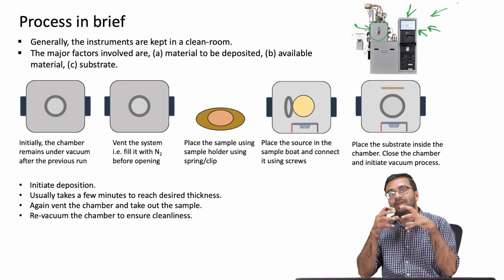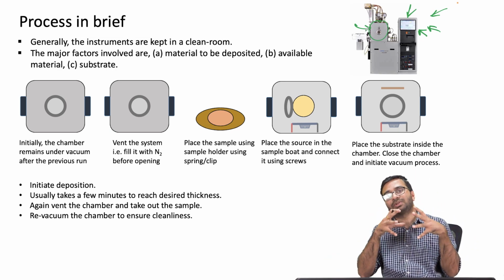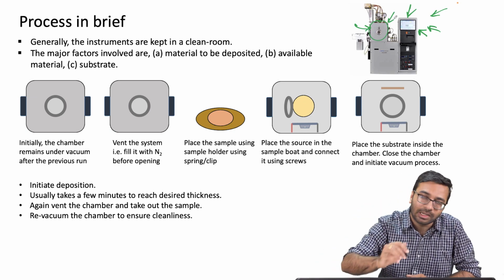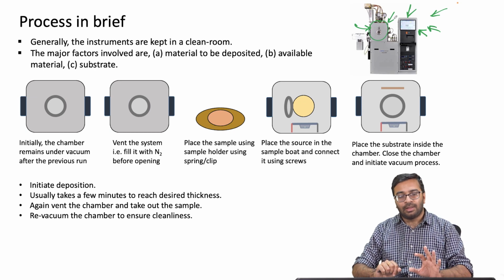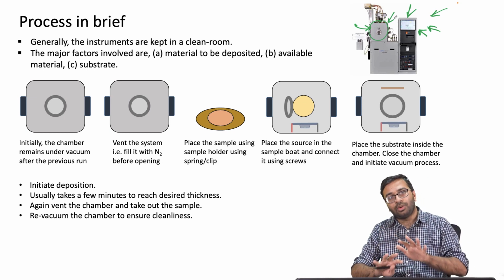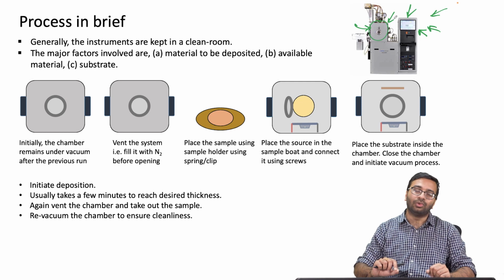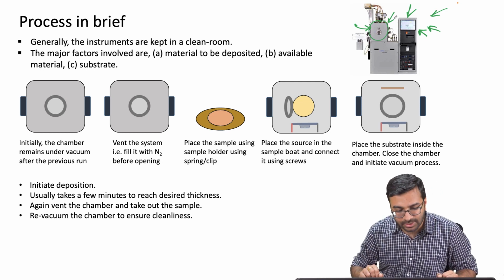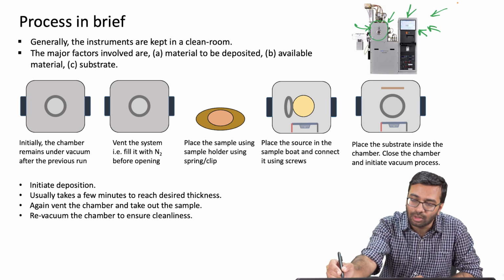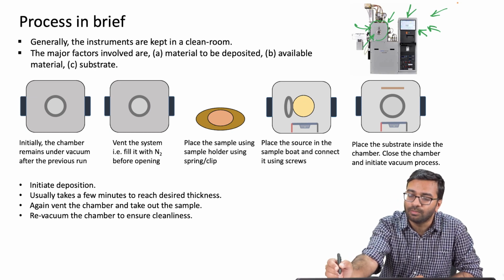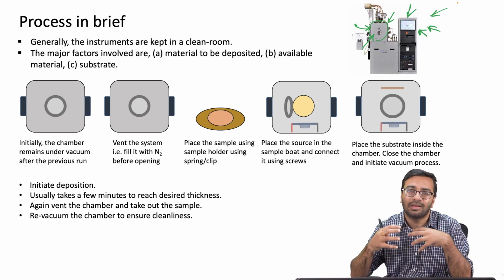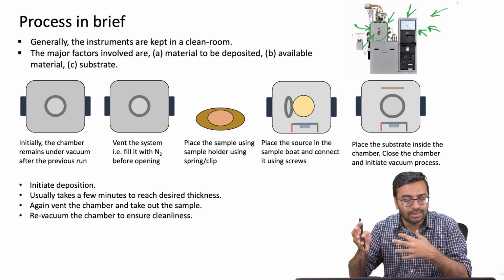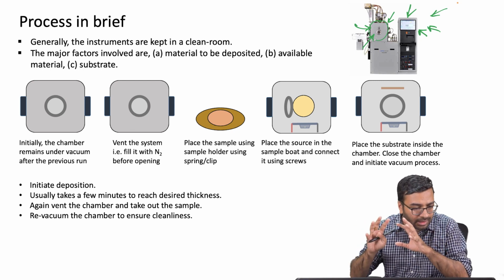So what we do is, say one process is complete, that person while leaving will again put this entire chamber into vacuum and will leave it before he leaves this room. The reason behind that is, if this chamber is not kept in vacuum, there will be air present. That air may create different contamination problems later. That's why once your process is done, they leave that chamber under vacuum.